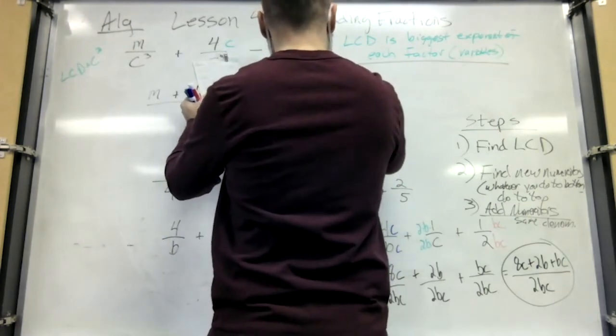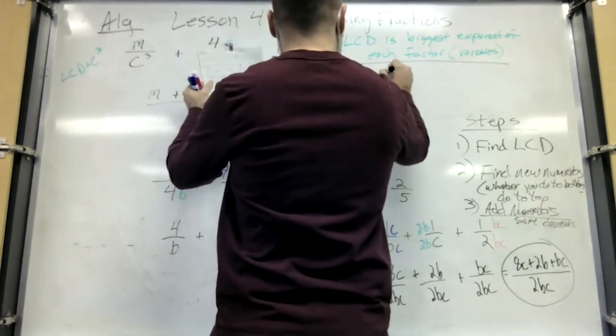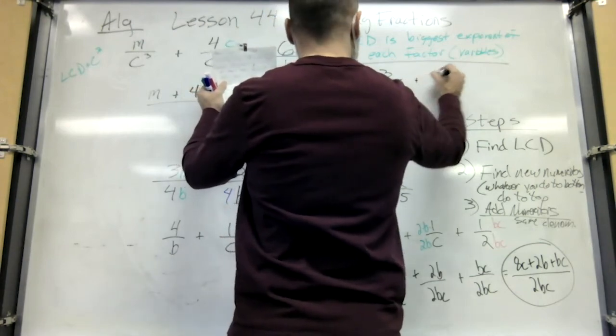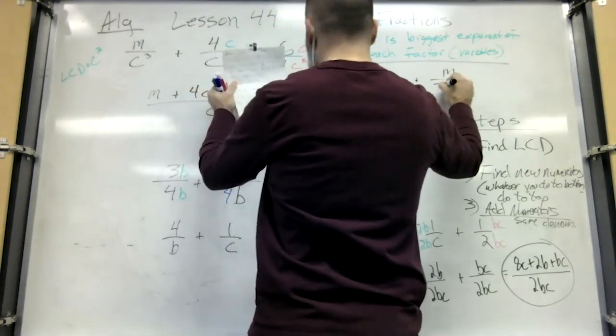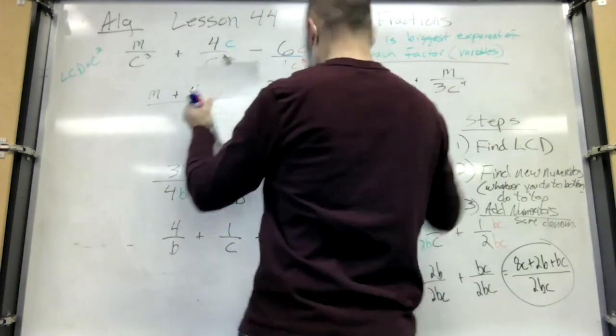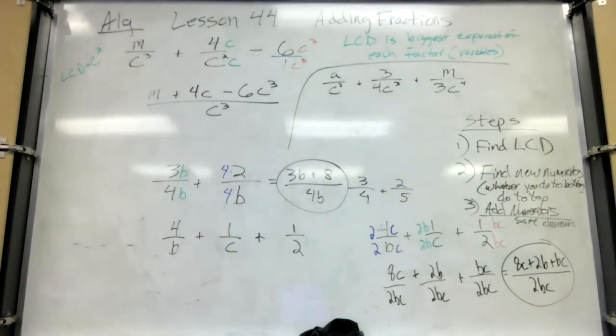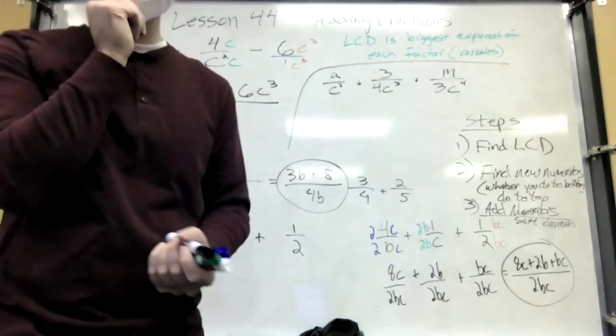A over C squared, 3 over 4C cubed, M over 3C to the 4th. Okay? So I'm gonna get you started with just trying to find that least common denominator.